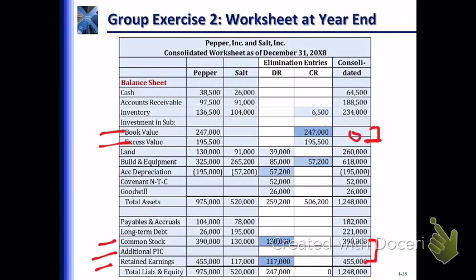Okay, that's good. What you're seeing happen here with the land is that they're actually writing up the subsidiary's land. They're increasing the value of it by $39,000. Here with the inventory, this is taking it down because we were saying it was overvalued. So you can see those transactions occurring.